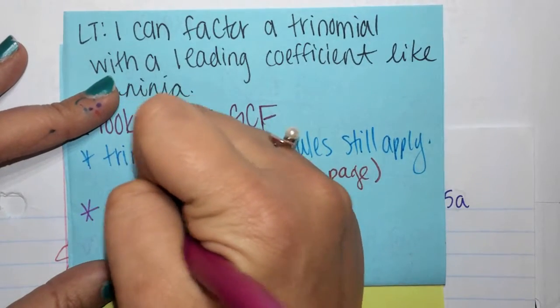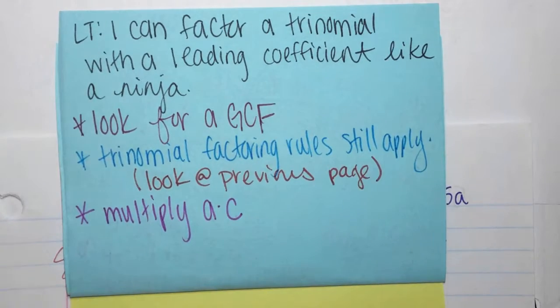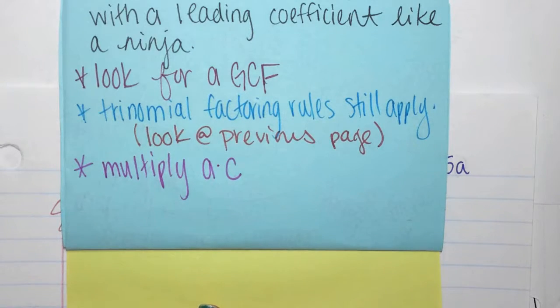So multiply A times C, and that's what goes on top of the star. Does everybody remember that? So it's a little different this time.